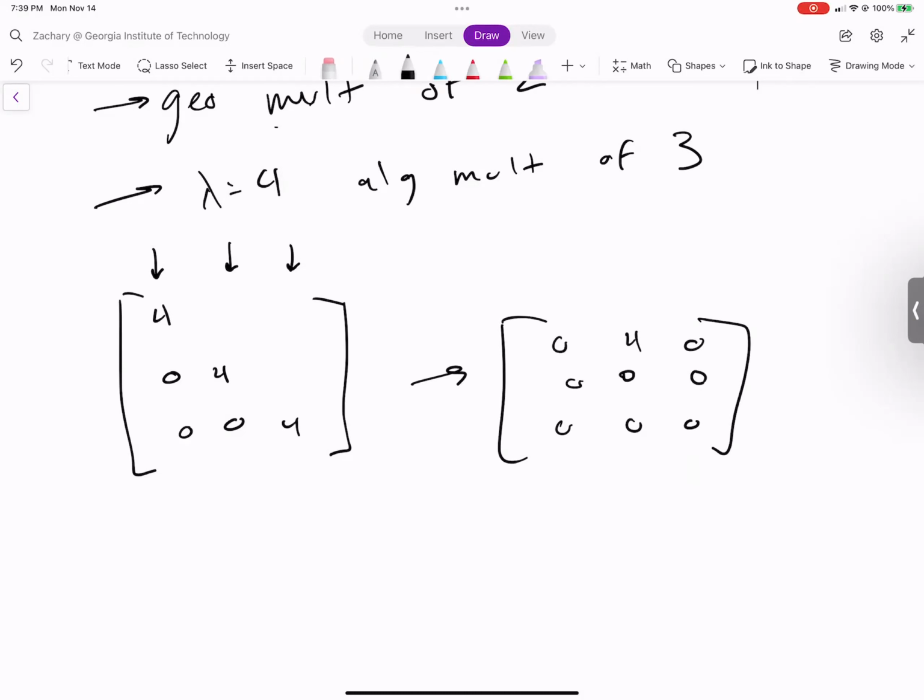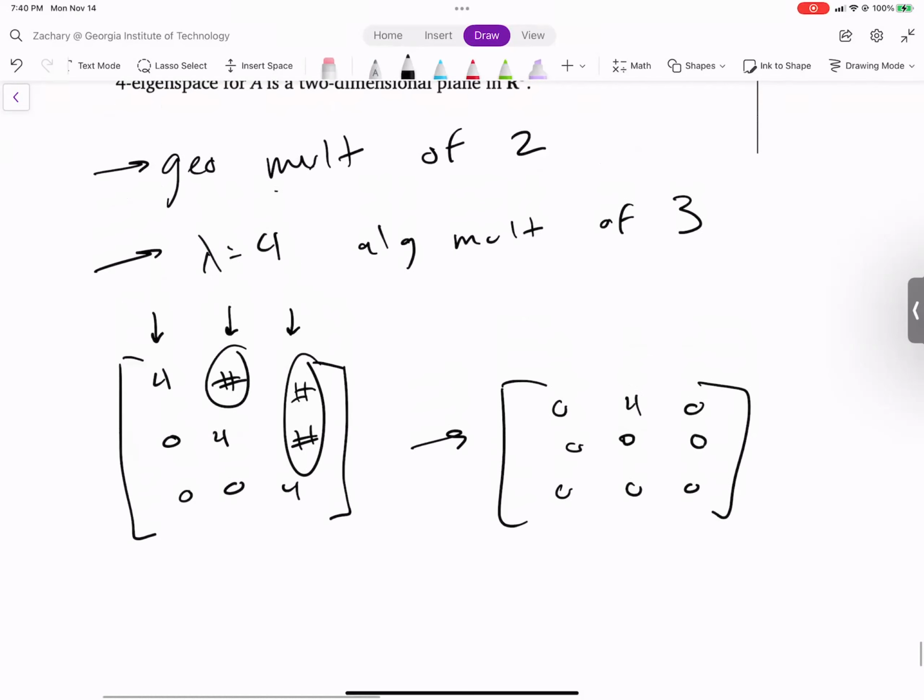You're just looking for two free variables in the end. Multiple ways to do it. Technically, these numbers can be whatever you want, but either this or this must be 0 and the other must be non-zero. You're just looking for two free variables in the end and three lambda equals 4 along the diagonal. Questions on this? Yes. It's saying it's the 4 eigenspace.